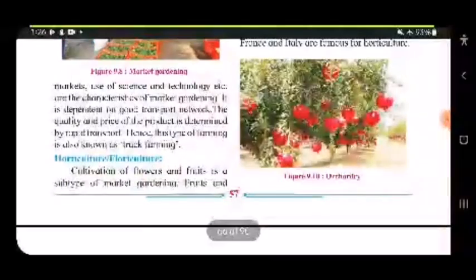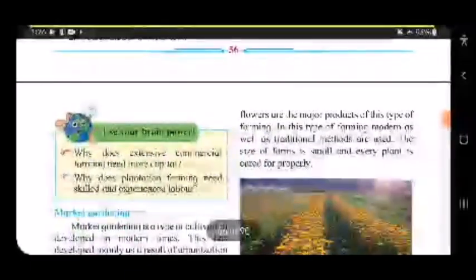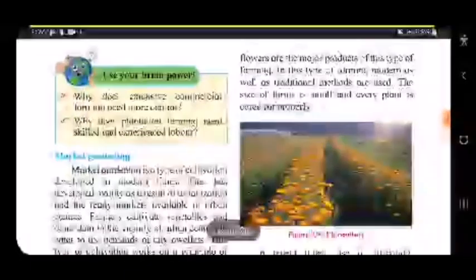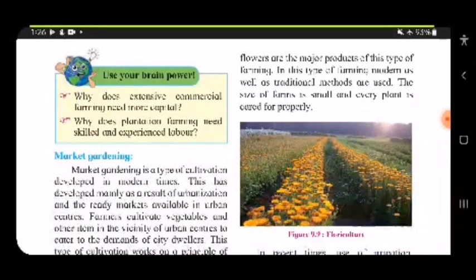Next, we'll move on to horticulture and floriculture. Horticulture is garden farming. Floriculture is flowers. Okay, so they mean the same. Cultivation of flowers and fruits is a subtype of market gardening. Fruits and flowers are the major products of this type of farming. In this type of farming, modern as well as traditional methods are used. Means latest technology as well as the ancient or old technologies are also used.